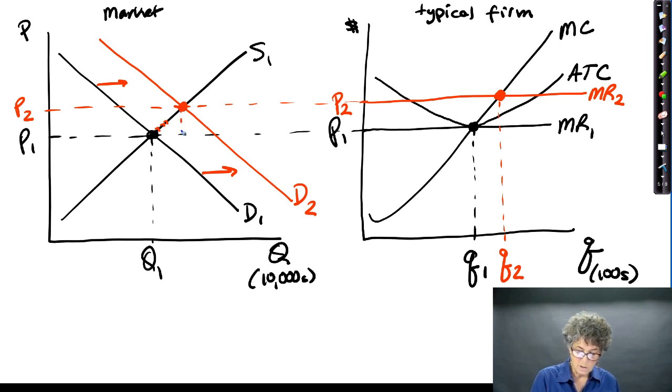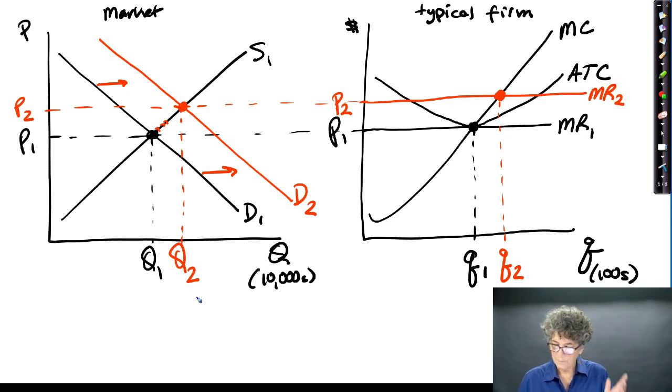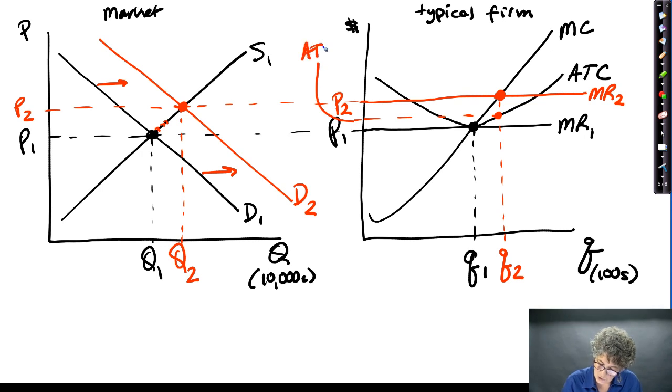That's perfectly consistent with the fact that the market quantity has increased from Q1 to Q2, because each of these firms in the industry is now producing a greater quantity in order to maximize their profit, because they're all charging a new higher price, P2. What is the profit? Well, to figure out the profit, we start from the quantity Q2 and go back up until we find the average total cost curve. That's the average total cost of producing the quantity Q2.